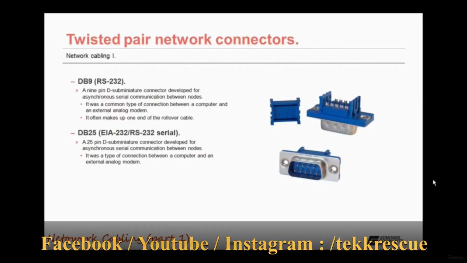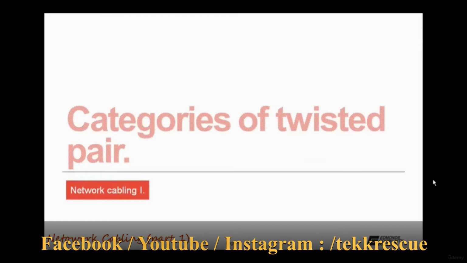You might come across a DB25, also known as an EIA 232 or RS232 serial connector. It is a 25-pin D-subminiature connector developed for asynchronous serial communication between nodes, just like the DB9, only it was larger. It too provided a type of connection between a computer and an external analog modem, and it's even less common than the DB9. Now let's move on to categories of twisted pair.